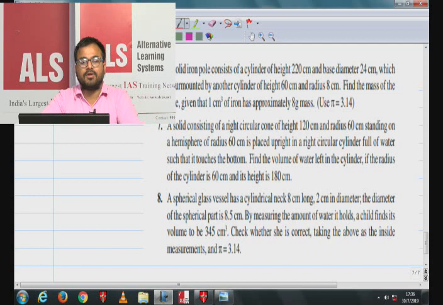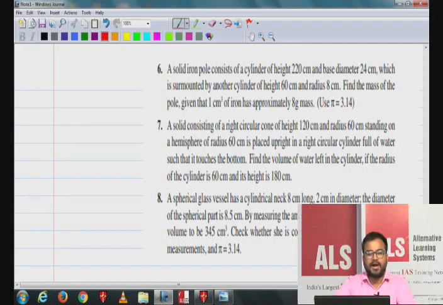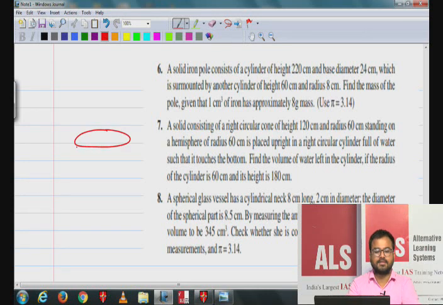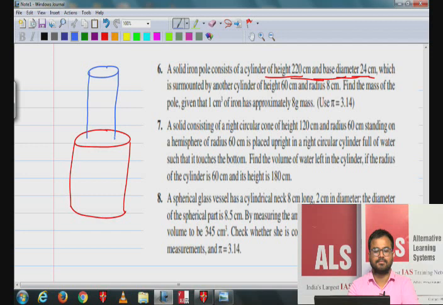A solid iron pole consists of a cylinder of this height and a base diameter of this one, which is surmounted by another cylinder. So there is a cylinder in the base like this. The height is given and the diameter is given, right? Similarly, it is surmounted by another cylinder. On the top of it, there is another cylinder like this, right? And the height and the radius is this one for the second cylinder, the blue one.